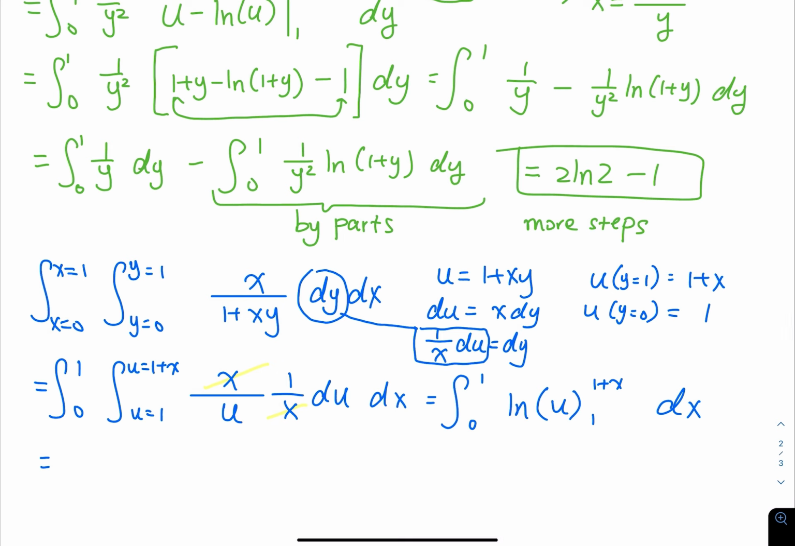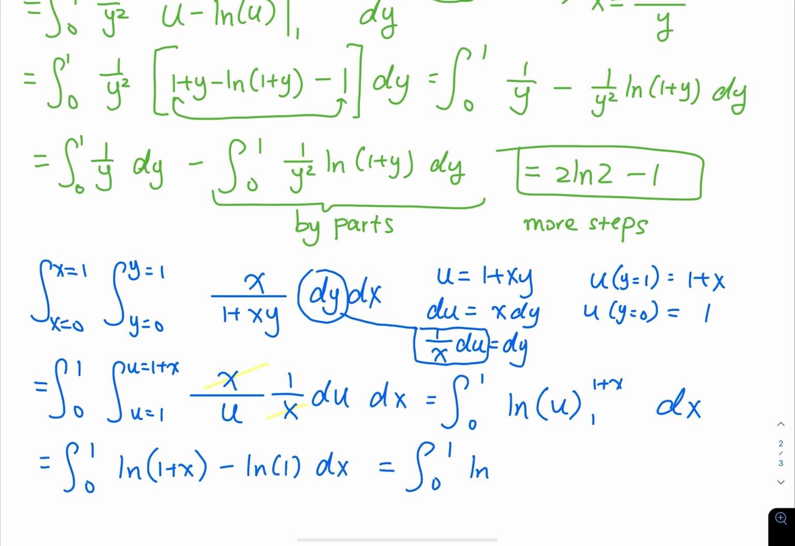Okay, plug in. From 0 to 1, that will be ln(1 + x) minus ln 1, which is 0, and then dx. So we are integrating from 0 to 1, ln(1 + x) dx. This will be another integration by parts.